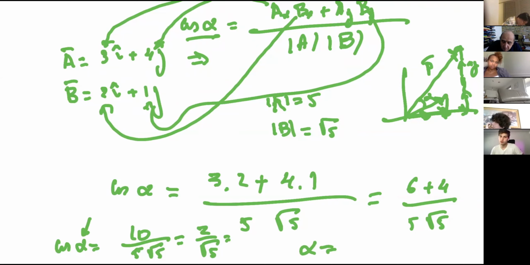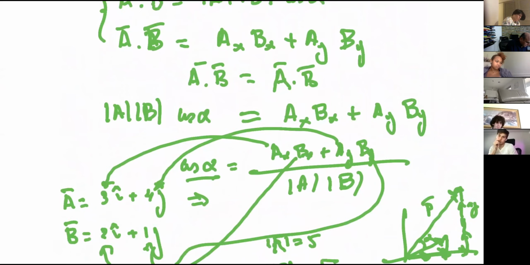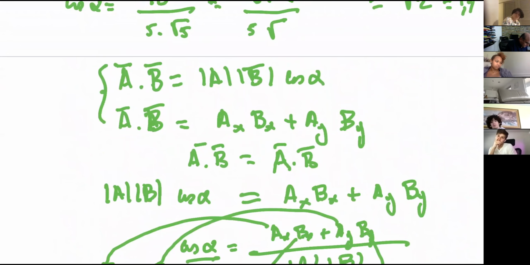Professor, more questions. What is the difference between the one with cosine alpha and the one with AX BX plus AY BY? Like she was asking earlier, which one would you use given a problem? How do you know which one to use? Are they the same? They're not exactly the same thing, right?